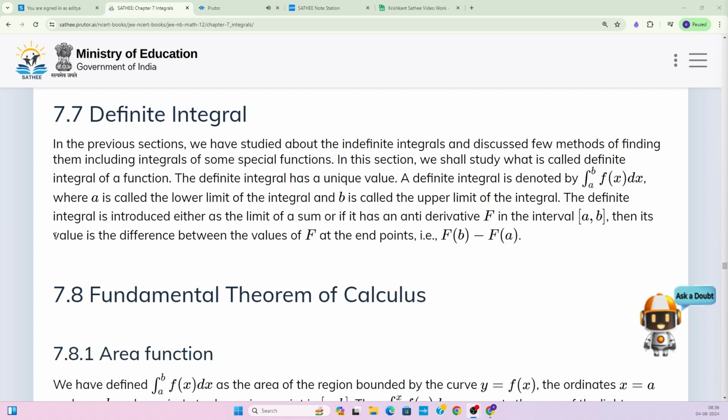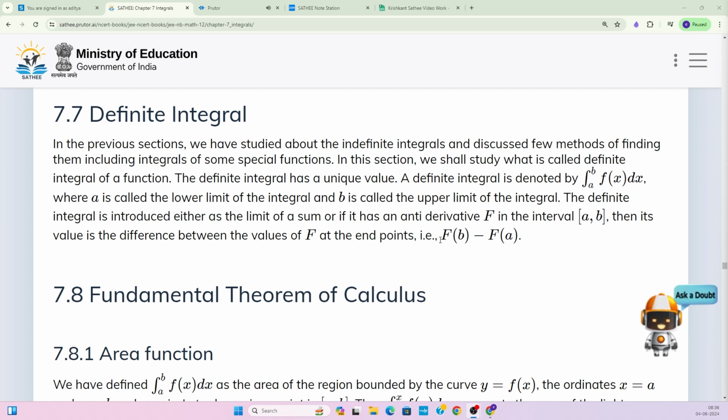The definite integral has a unique value. A definite integral is denoted by the integral from a to b of f(x) dx, where a is called the lower limit and b is called the upper limit.